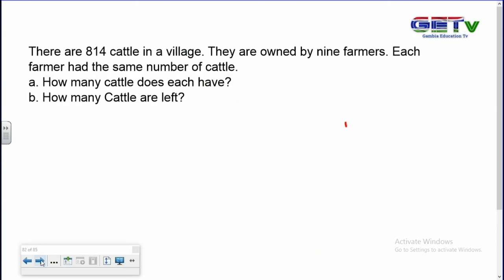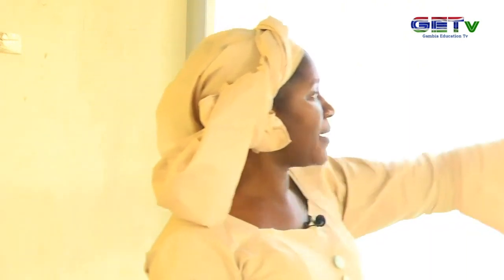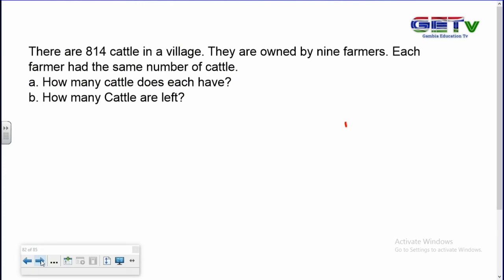There are 814 cattle in a village. They are owned by 9 farmers. Each farmer had the same number of cattle. How many cattle does each have? How many cattle are left?